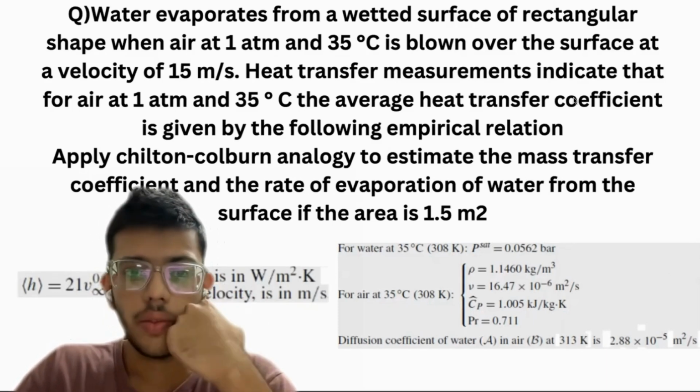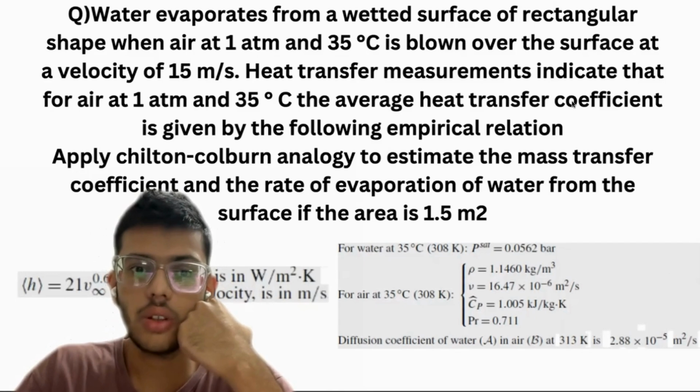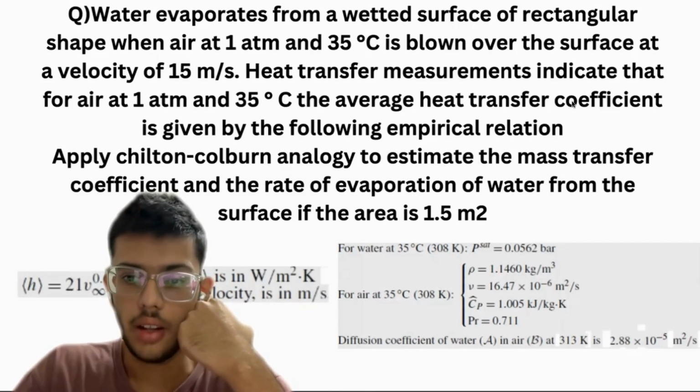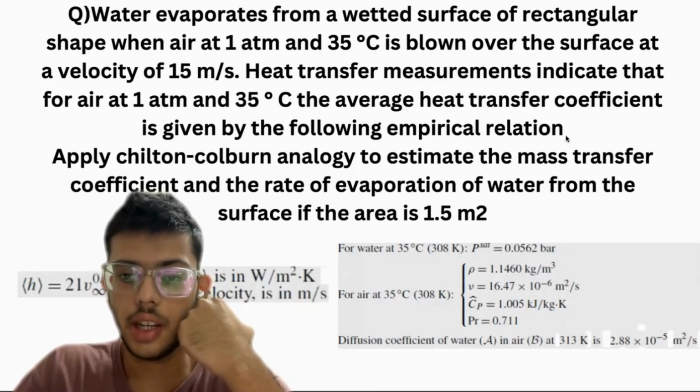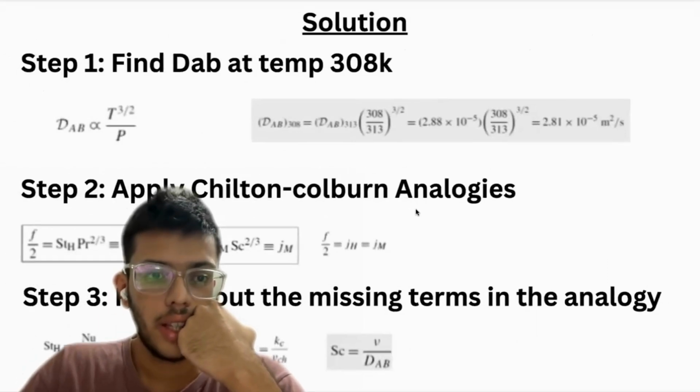So according to the question, we need to find at 35 degrees centigrade, which is 35 plus 273, giving us 308 Kelvin. And the diffusion coefficient is given at 313 Kelvin. So we know the analogy, and here comes our first solution, step 1.